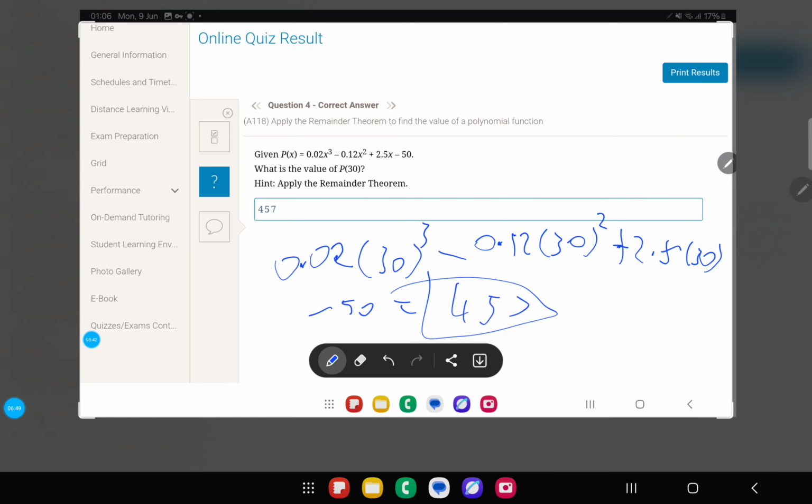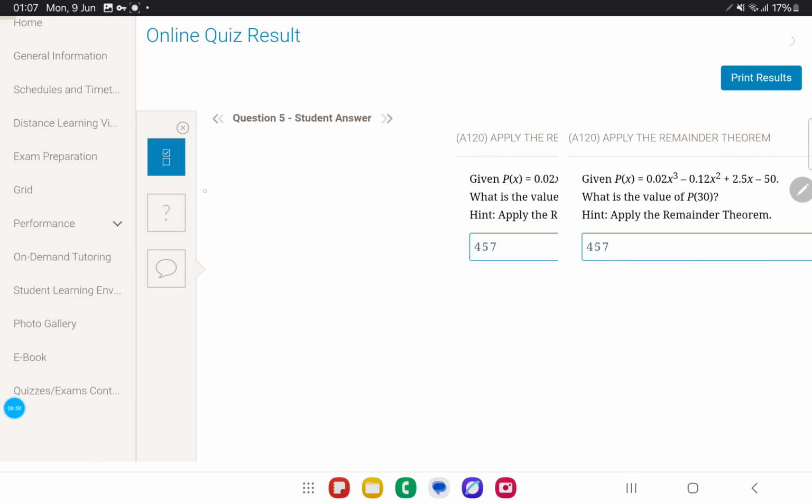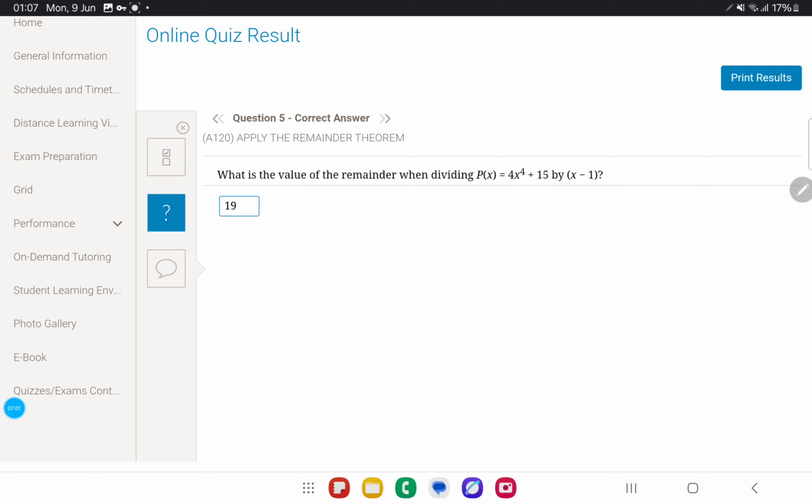Okay? So again, they told us to use the remainder theorem. We got the value of x, which is 30, and then we just immediately substitute for x in the equation. Alright, that's it. That's what the remainder theorem means. Find the root, substitute it for its given variable.